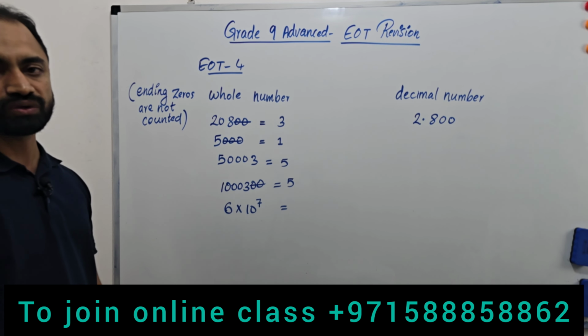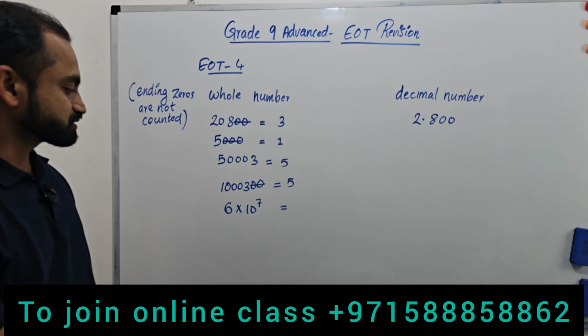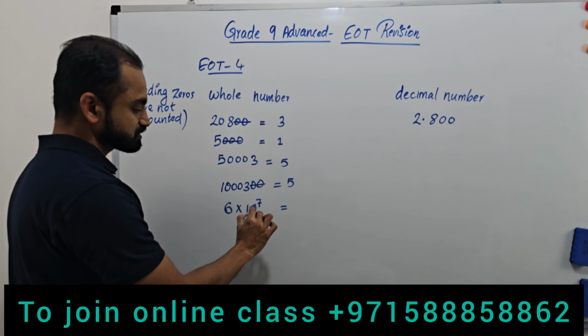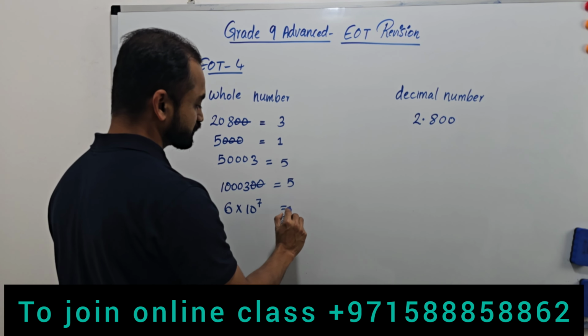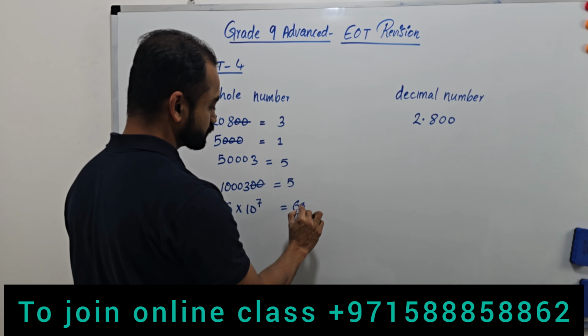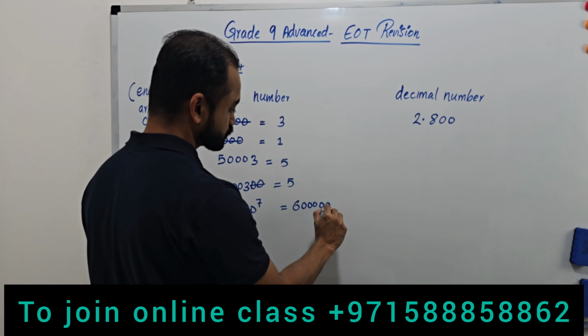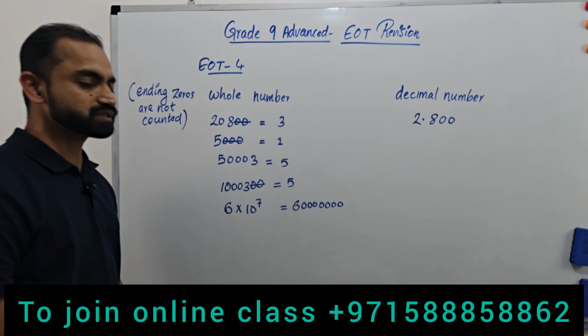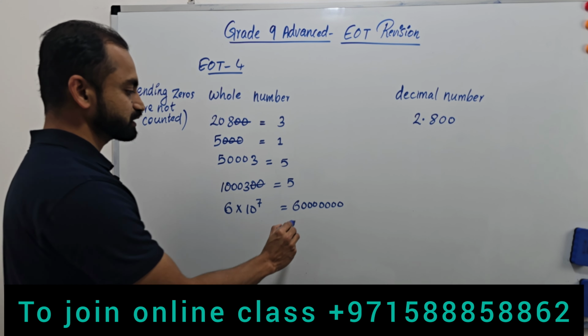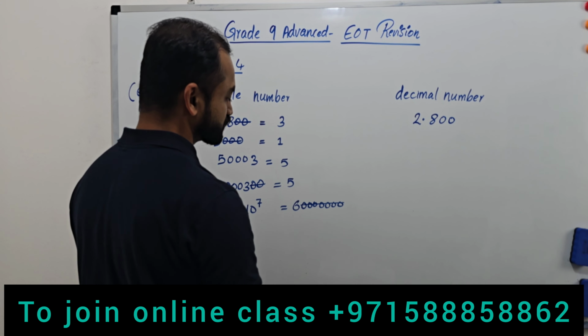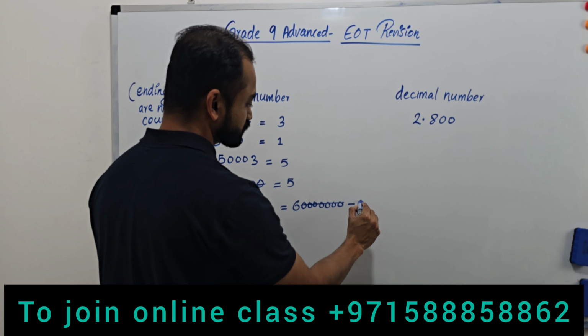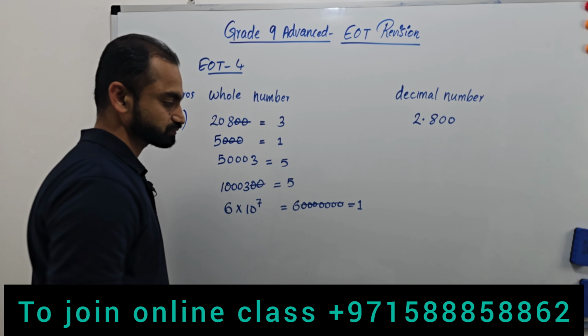So what is the meaning of this? After 6 there are 7 zeros, right? For example, when I write this in normal form, it will be 6 followed by 7 zeros. So these are all ending zeros. Ending zeros are not counted as significant digits. So here there is only one significant digit.